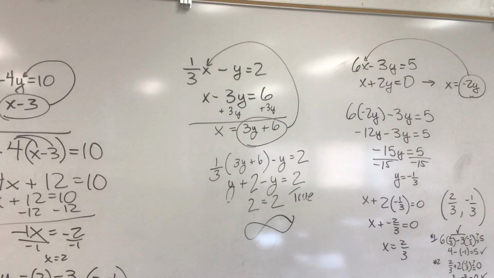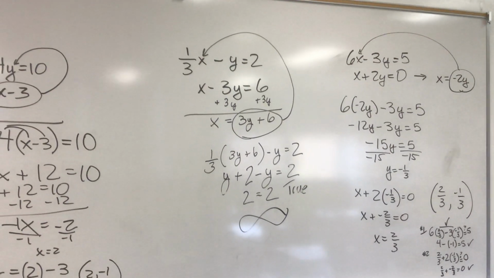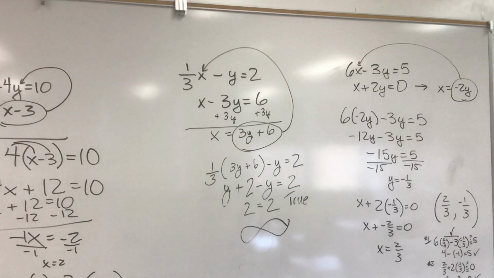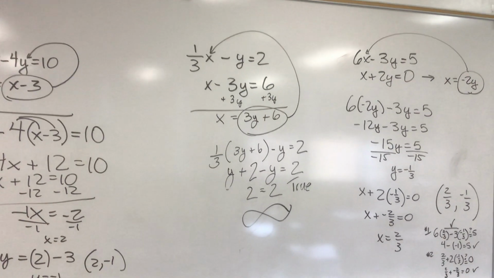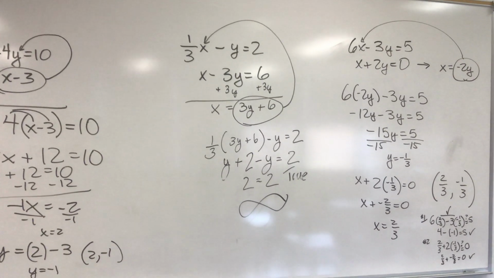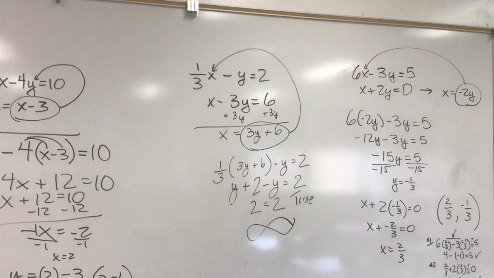Now, neither one of these has solved for one of the variables for me, so I need to do that. I don't want to solve for x or y in the first equation because it's a little messy. So I'm going to solve for the x in the second equation. By adding 3y to both sides, I have now isolated my x. I've got x equals 3y plus 6.